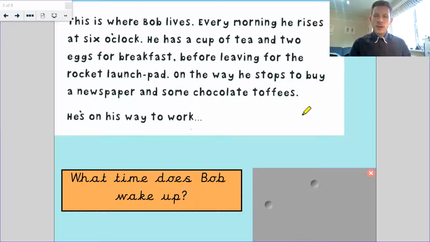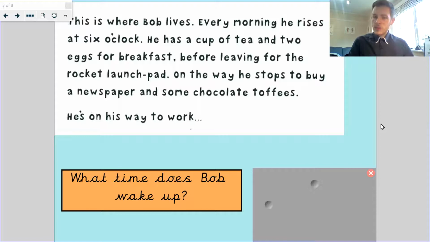I'll read the text for you again, and then I'd like you to pause the video. This is where Bob lives. Every morning he rises at 6 o'clock. He has a cup of tea and 2 eggs for breakfast before leaving for the rocket launch pad. On the way, he stops to buy a newspaper and some chocolate toffees. He's on his way to work. What time does Bob get up? Pause the video and have that discussion.